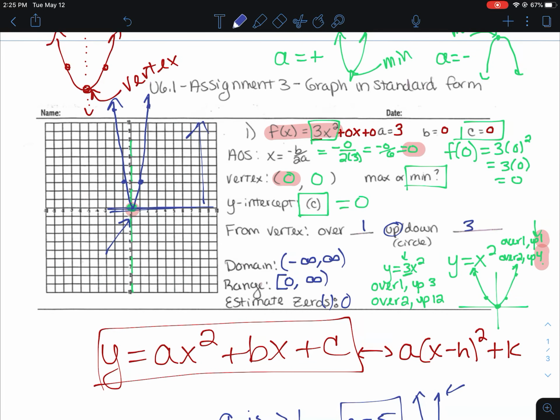All right. So that's how you graph in standard form when you have a function in ax squared plus bx plus c. You identify a, b, and c first. Find your axis of symmetry, negative b over 2a. Plug that value back in to find the vertex point. The y-intercept is the same as the c value. And then from there, if a is a big number, you're going to get a narrow parabola. If a is a small number, sketch a wide parabola. And that's all you got to do.